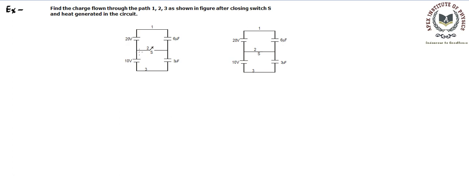So let's say this is the first case that we need to deal with. In this configuration the switch is open, so no charge will flow through path 2, and ultimately these capacitors will have a charge. So let's take the charge in this particular configuration to be Q, small q. That's the initial charge we are considering. So this capacitor will have a charge plus and minus, and the charge will be Q. Similarly, this will be plus minus, again the charge will be Q.